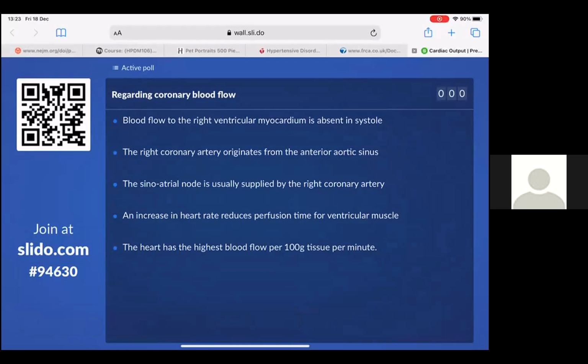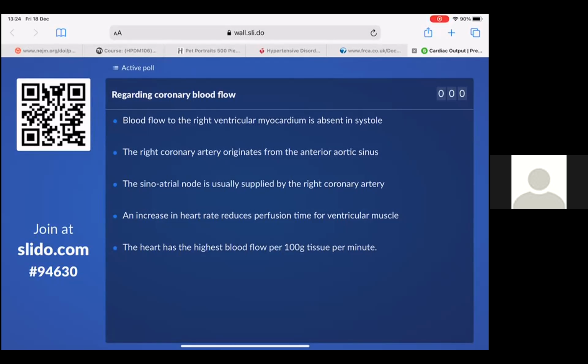Blood flow to the right ventricular myocardium is active in systole. That's both left. Yeah. And I don't think it's totally absent from this either. It depends on what you read. There is a graph in the physiology textbook which shows that there is at least some, but there is a period in systole where there is not maximum perfusion. The right coronary artery originates from the anterior aortic sinus. That is correct. Yeah, nice. The sinoatrial node is usually supplied by the right coronary artery. In 60%. Nice, really good.